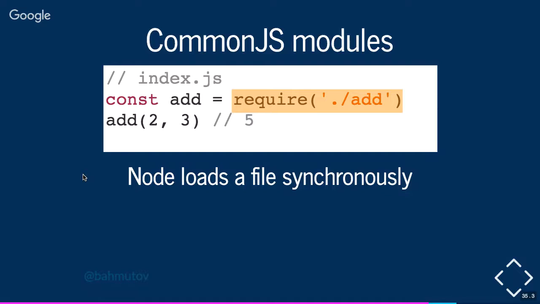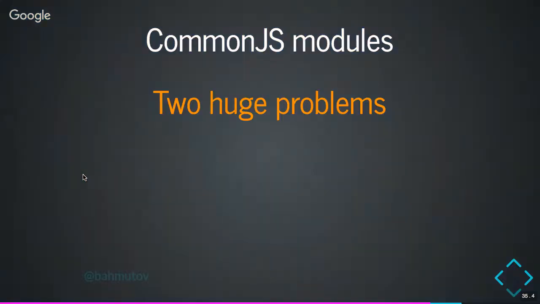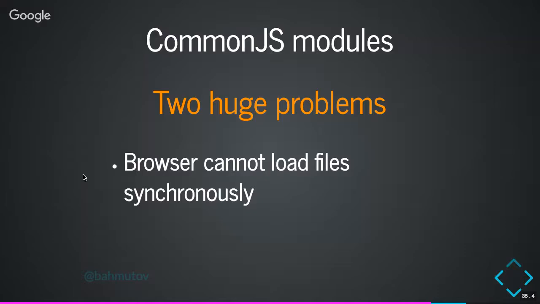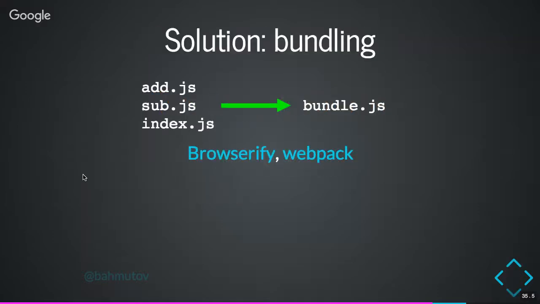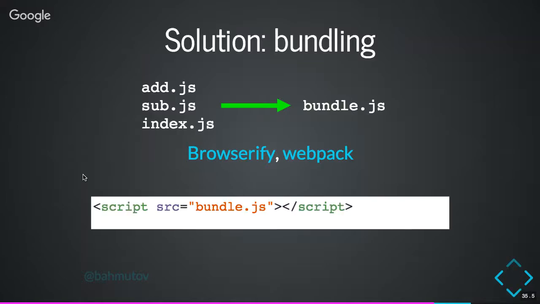Now, it's easy to do on the server side because you can just load that file synchronously because you have a file system. You can just pause everything, load, and then continue. Of course, there are two huge problems. Browsers cannot do this synchronously. They cannot block everything waiting for a file that can take milliseconds or seconds to load. So you have to bundle everything. That means you have to somehow put all the files together. There are a couple of tools that you can use. And then you include just a single bundle, right? You don't include each file. You just include a bundle.